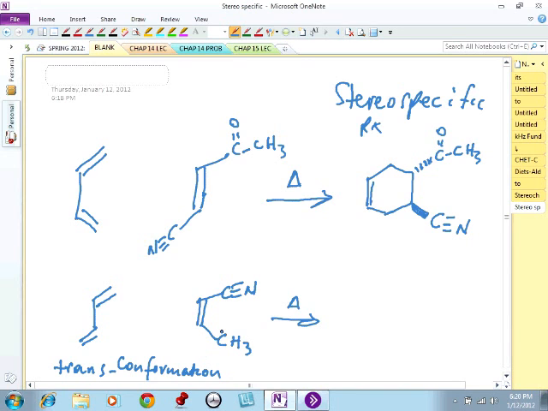The Diels-Alder reaction will not work. In other words, this is what you have here. What have the conjugated diene that I've given you? You have a double bond, you have a double bond. So this conformation is what we refer to as the trans conformation.